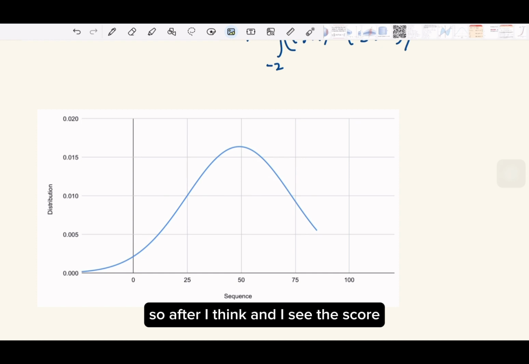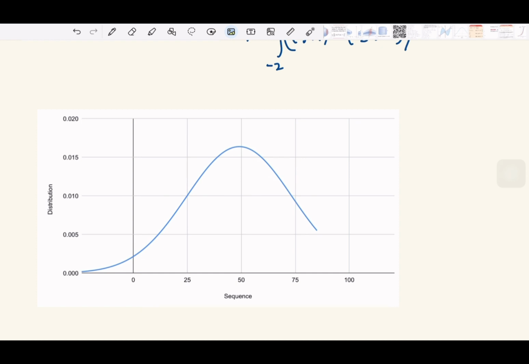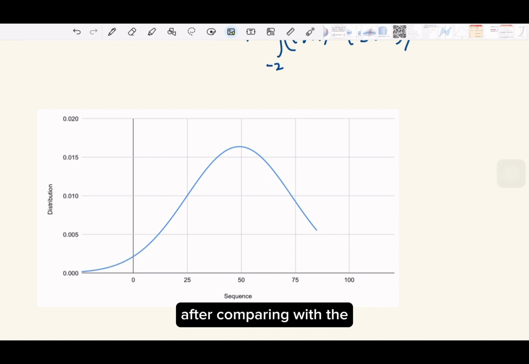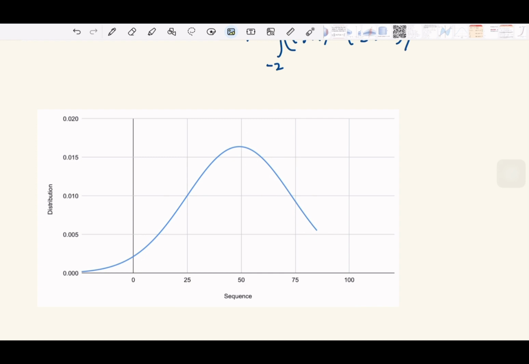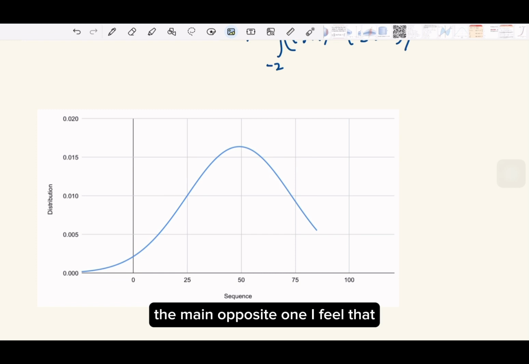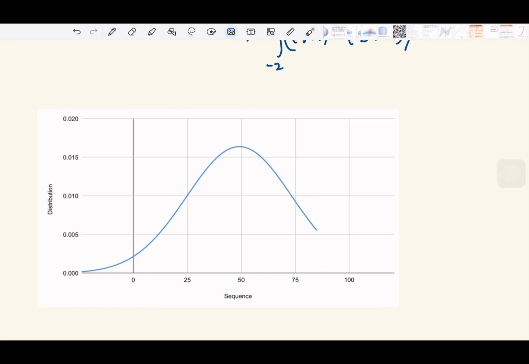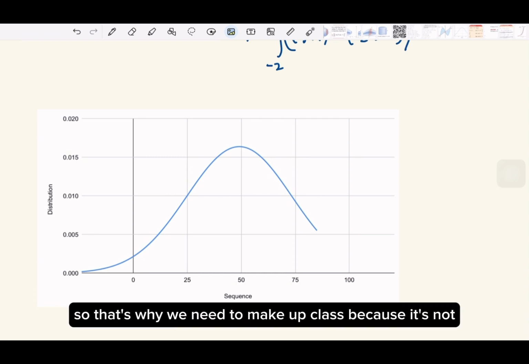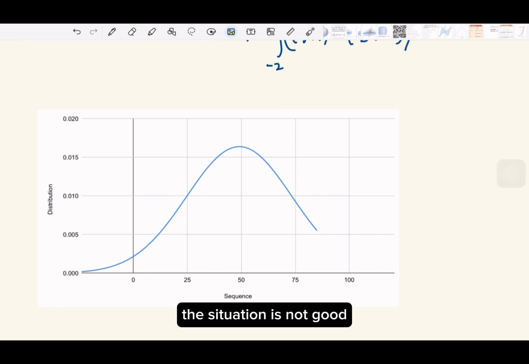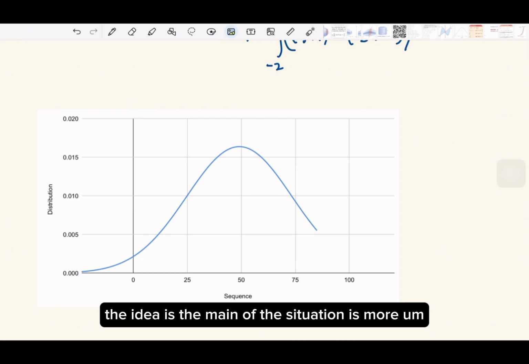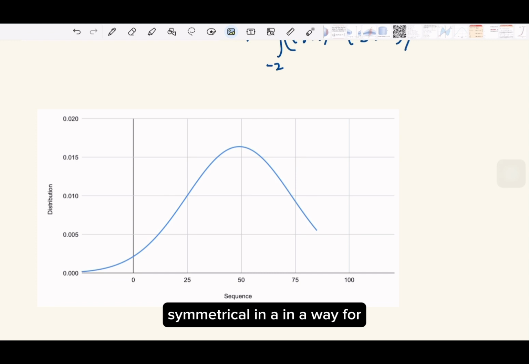So after I see the score and compare it with the makeup one, I feel that the original one is not really symmetrical for the distribution because there are too many here. So that's why we needed a makeup class, because the distribution is not good. Basically, the idea is to make the distribution more symmetrical in a way for the curve distribution.